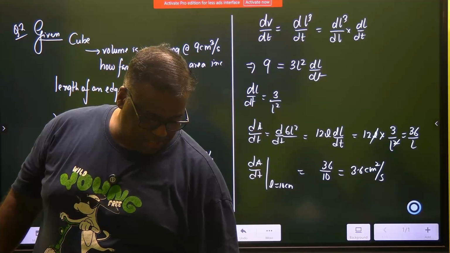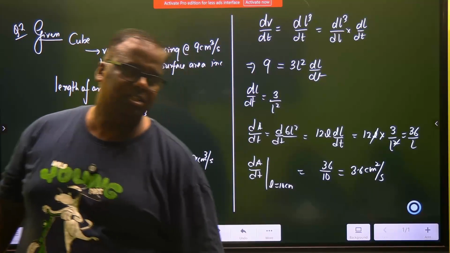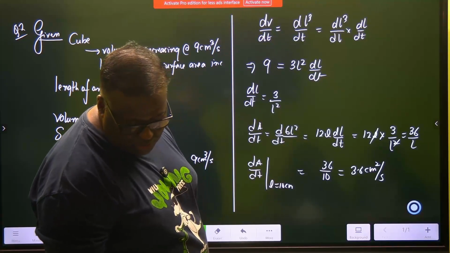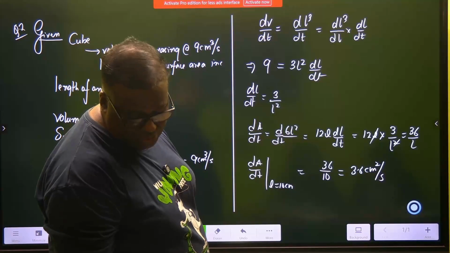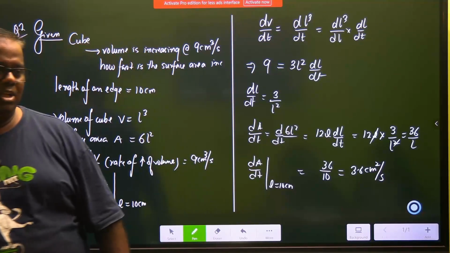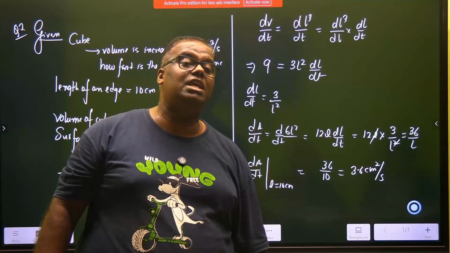No. But the final answer is what? Centimeter square per second. That is not there. The time is not there. "Find the rate of change of area of a circle per second" is mentioned, right? No, that should not be there. It should be per centimeter. Per second should not be there. Per second means they are asking you to find out dA by dt.